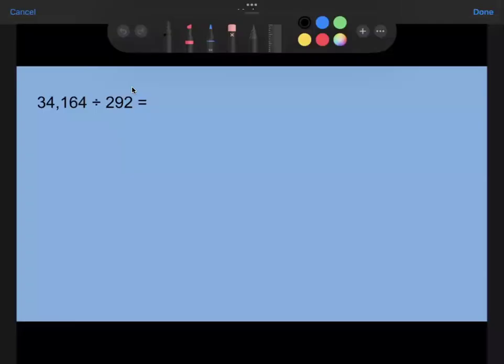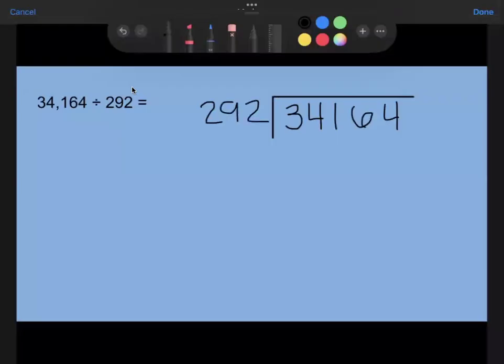So we're taking 34,164 and dividing it by 292. Okay, so we always take the first number, and that's what goes inside the division bracket. So I'm going to make 34,164 inside, and I'm going to put 292 on the outside.